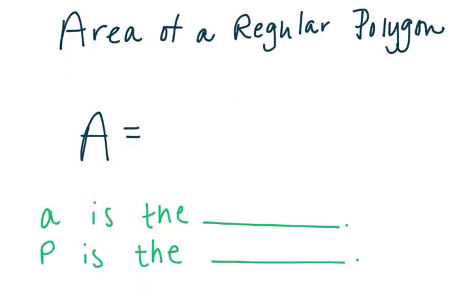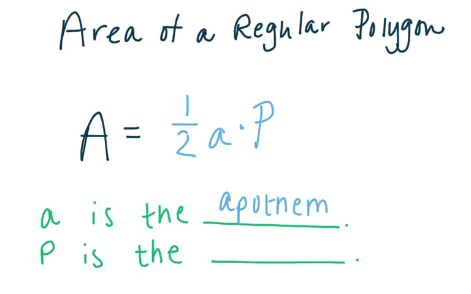Another reminder is that the area of a regular polygon is equal to half A times P. And A is the apothem, and P is the perimeter. All right, so that's everything that we're going to need. So let's go ahead and dig in on these.